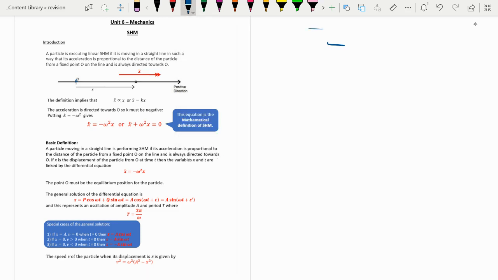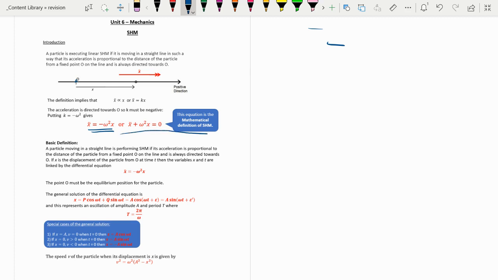To do that, what we need to try and do is get my equation to look like this. I've got my x double dot, my acceleration, equal to minus omega squared x. Now omega squared can be a number, it could be anything like that. So that's the format we're trying to get to.